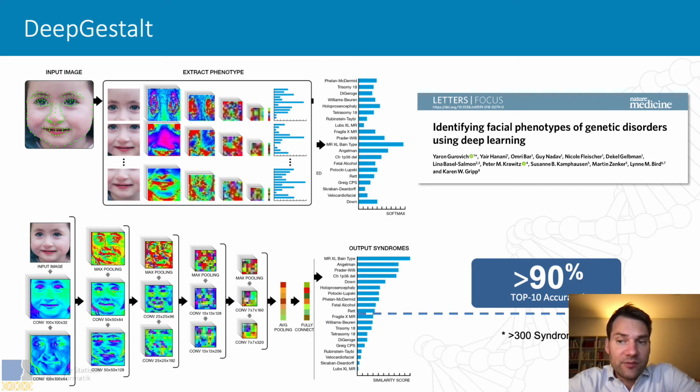For DeepGestalt, we extended such a network architecture by an additional layer which contains all the syndromes that this AI can distinguish. That is roughly 300 disorders, and on the test set of the London Dysmorphology database, we achieved a top 10 accuracy of more than 90%. That means in more than 9 out of 10 cases, the correct diagnosis was amongst the 10 differential diagnoses that DeepGestalt suggested. Some of you know the London Dysmorphology database as a reference tool, but its size is too small for training an AI.